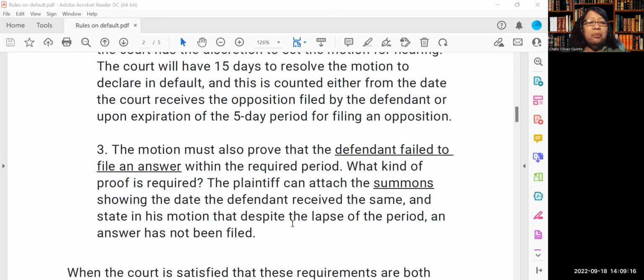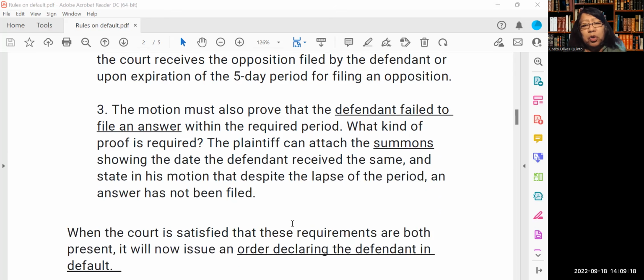Now, number 3, the motion must also prove that the defendant failed to file an answer within the required period. So anong klaseng ebidensya ang kailangang ipresenta ng plaintiff in order to prove this? Well, he must attach a copy of the summons showing that the summons was received by the defendant on a given date, and that despite the lapse of the period provided by the rules, hindi pa siya nagfa-file ng answer, which will be apparent from the records of the case.